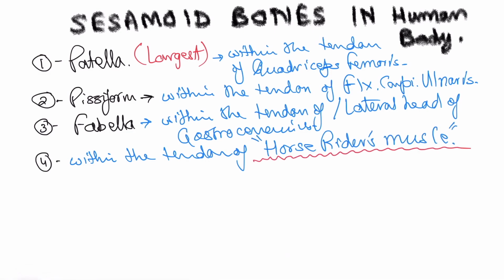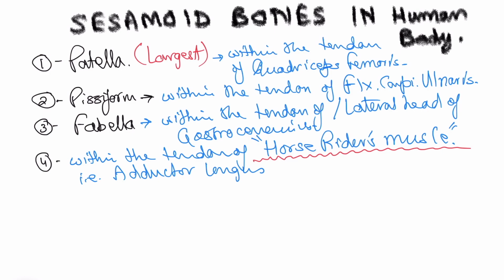Which is that muscle? That is adductor longus, muscle of the thigh. So people who are professional horse riders develop this sesamoid bone within the tendon of this muscle, adductor longus. If you abduct the thighs, then in the groins you can palpate for this tendon. It has a very small origin and a wide insertion on linea aspera.